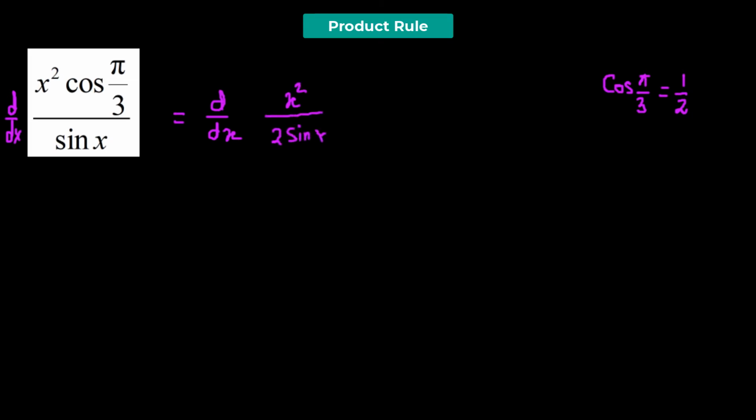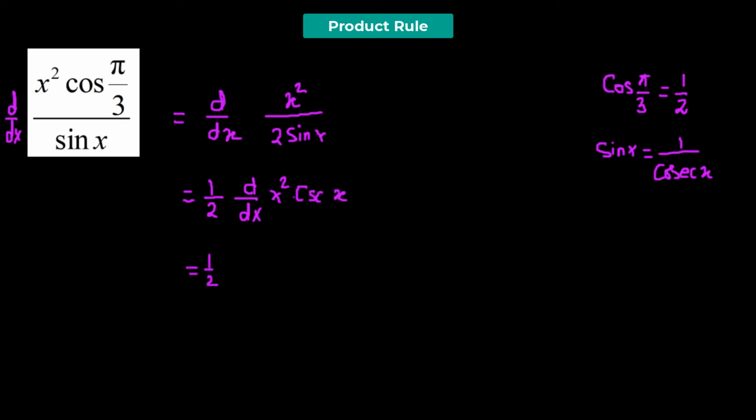Now 1 over sine x is the reciprocal, the cosec function. So here we can write it as half. It being a constant, we can take it out of the derivative. So we have to find the derivative of x squared times cosec of x.